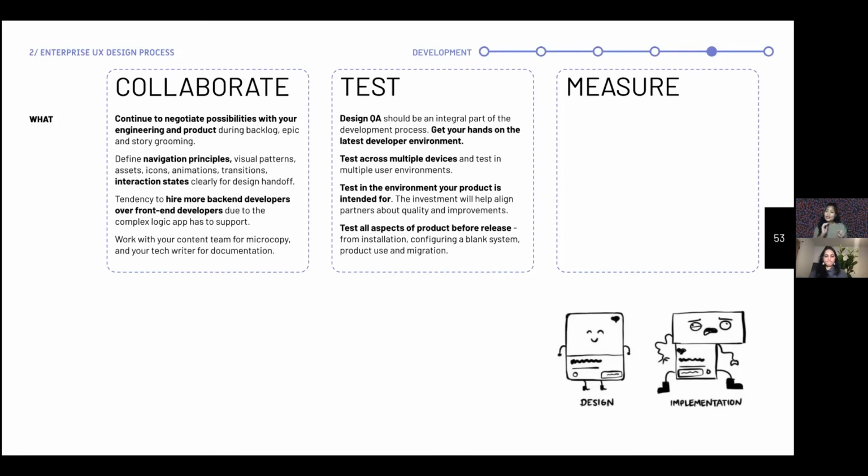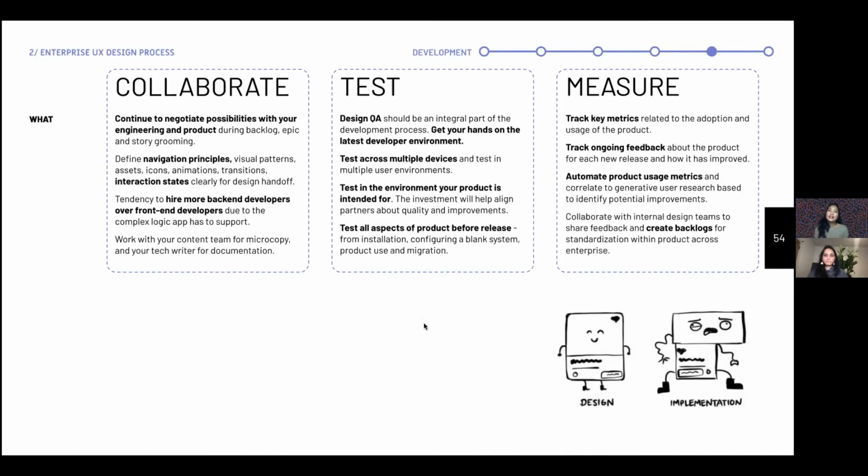You need to be able to test all aspects of this product before release. Like, you need to be able to see how it installs. You need to see how it configures. You need to see how it is being used and how people can go from, oh, I'm using this version now, now I'm going to go to the next one. It's not simple.